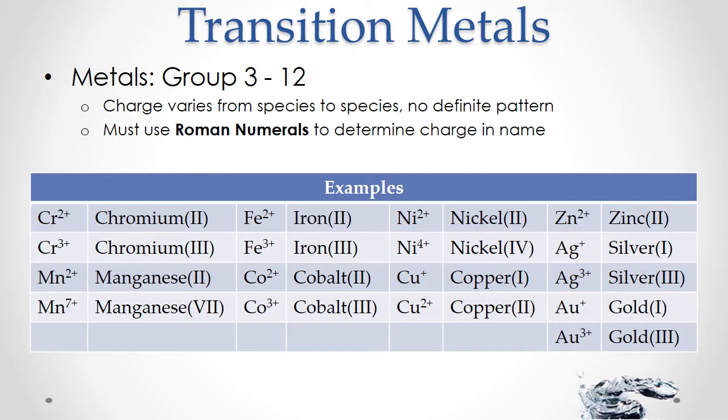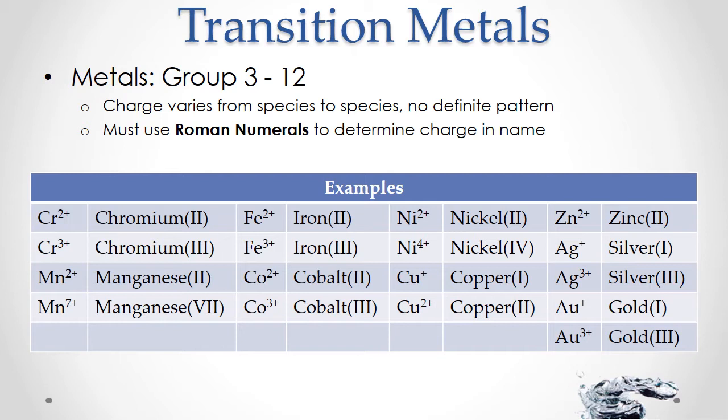We don't see a definite pattern like we saw with the group 1, group 2, and group 13 elements having a particular charge based on their group. As you see in the examples below, the charge can be 2+, it can be 7+, it can be 1+, we can go up to 9+. Most of the time though, we're going to have to deal with the charge based on determining a Roman numeral.